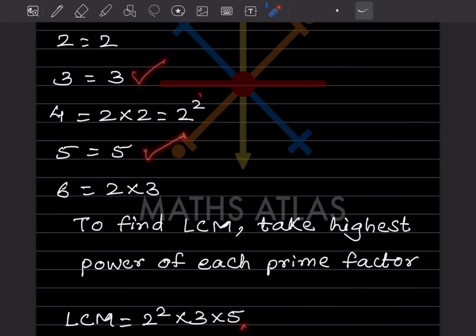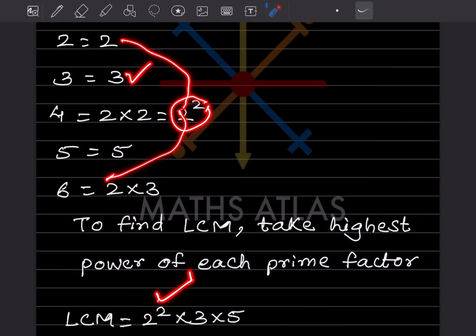So here for 2, when we compare, the highest power is 2, so we have taken this 2. For 3, there is just 3. And for 5, it is just 5. Hope this is clear. So you have to remember this one.